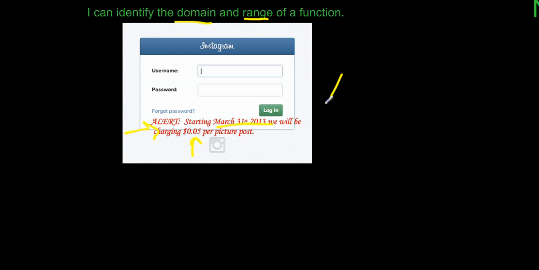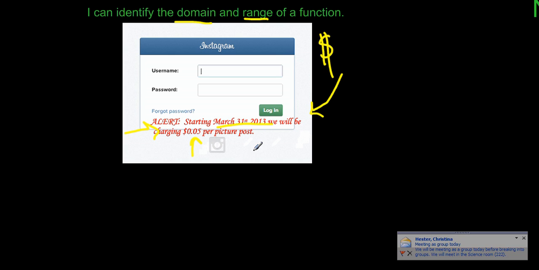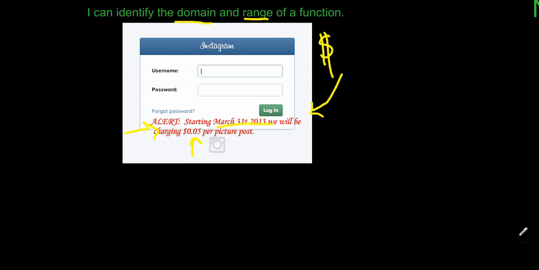And if you think about it, it makes a lot of sense, because most of these companies are about money in the end. And what a great way to make money. We all love Instagram. We're thinking it's super cool and fun. So why not charge for it, right? Now that we're used to using it.